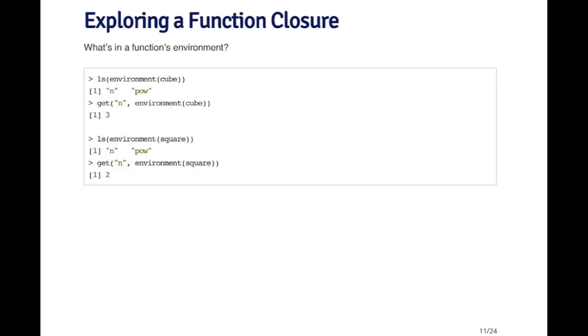So how do you know what's in a function's environment? You can look at the environment in which the function was defined by calling the ls function. If I call ls on the environment for cube, you can see that inside the cube function there's an object called n, and if I use get on n, you'll see that the value of n is equal to 3. That's how the cube function knows to raise the argument to the third power, because it's already defined in its closure environment. Similarly, the environment for square has the exact same objects in it, but now the value of n is equal to 2.